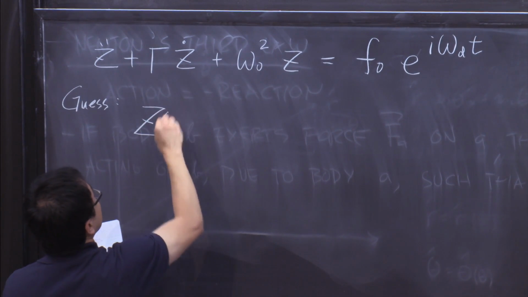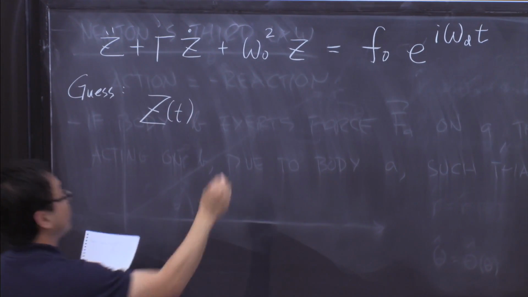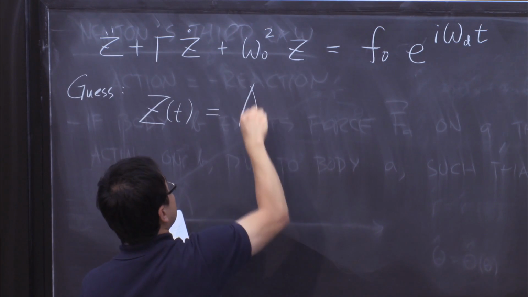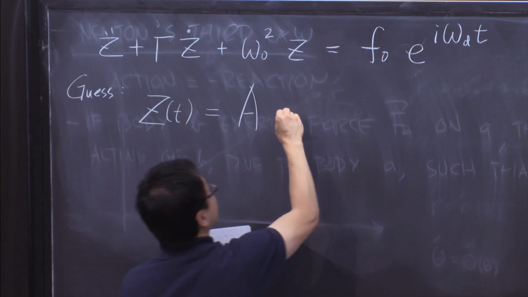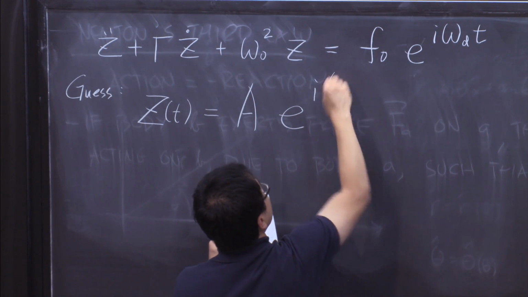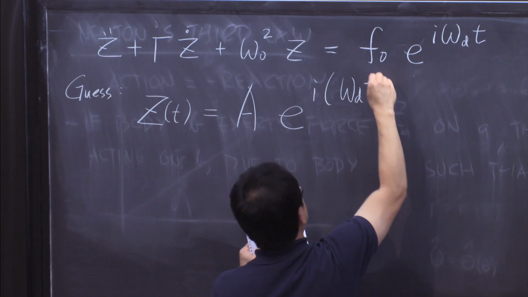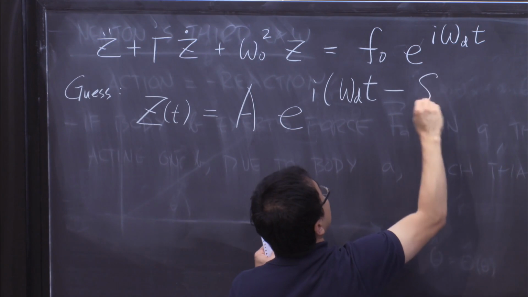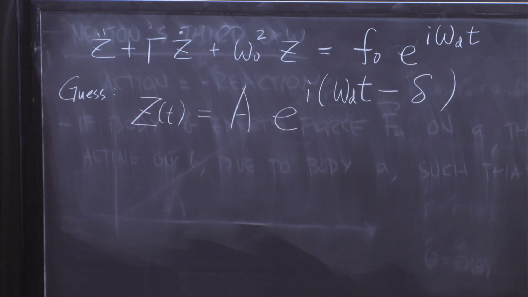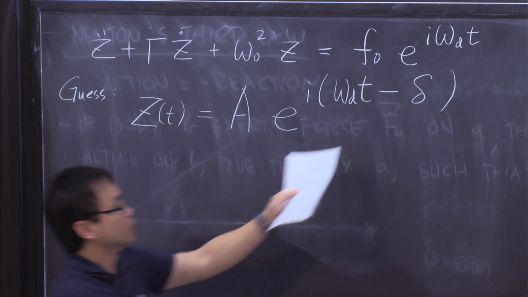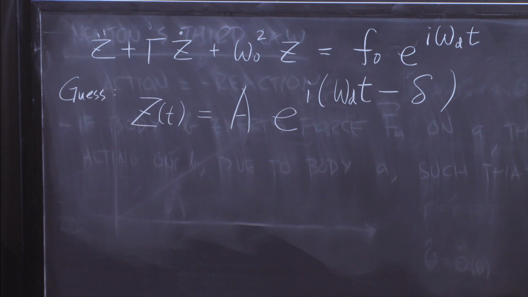I guess z of t has this functional form. This is equal to A, some kind of amplitude, times exponential i(ω_d t − δ). Delta is actually some kind of angle, which accounts for the possible delay of the system.